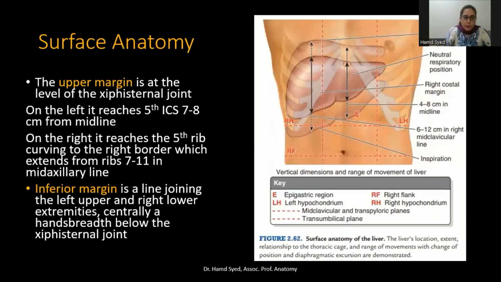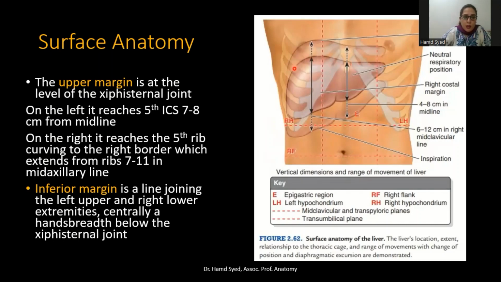Now, let's look over here at the location of the liver. So this is the diagram, and we're going to look at the surface anatomy of the liver. If you could follow this red laser pointer, you can see that I am pointing towards the upper margin of the liver. And this upper margin is at the level of the xiphisternal joint. And on the left, it reaches the fifth intercostal space. This here is the fifth intercostal space. And this is about 7 to 8 centimeters from the midline.